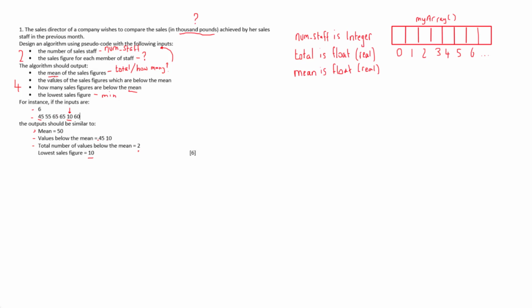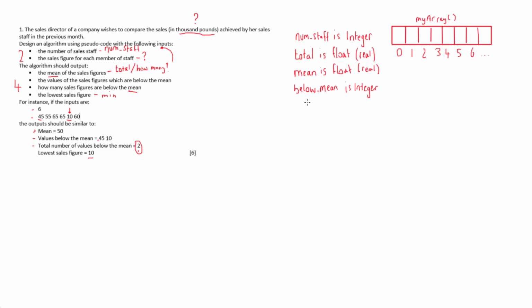And then I've got values which are below the mean. So we don't have anything. I'll just output this directly, I suppose. How many sales figures are below the mean? So I might have something called below mean. And that's going to be of type integer because we're being asked how many values are below the mean. And in this example here, we're provided with the output of 2.